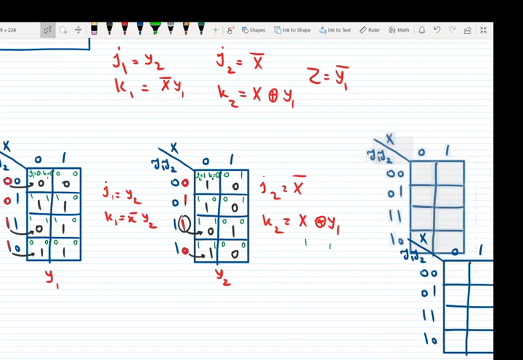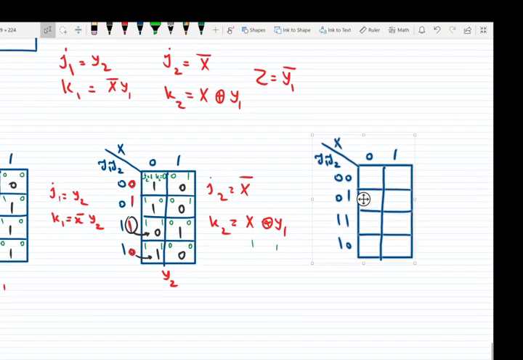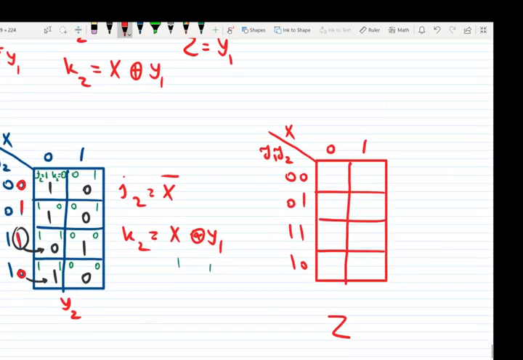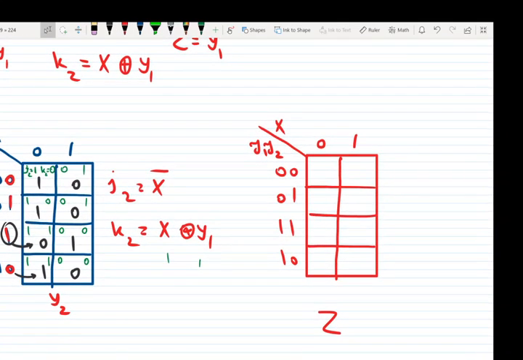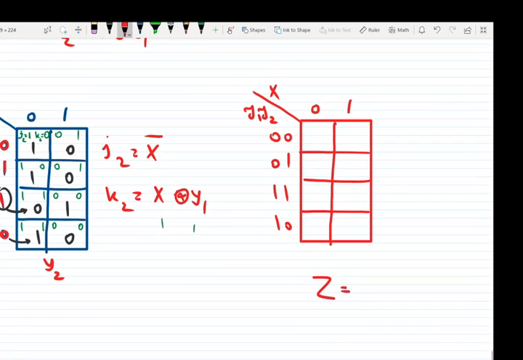Okay, for the output, oh, it changed the color. Nice. I didn't know that I can change the entire color by selecting the color. Okay, Z. And we know that Z is equal to Y1 bar.